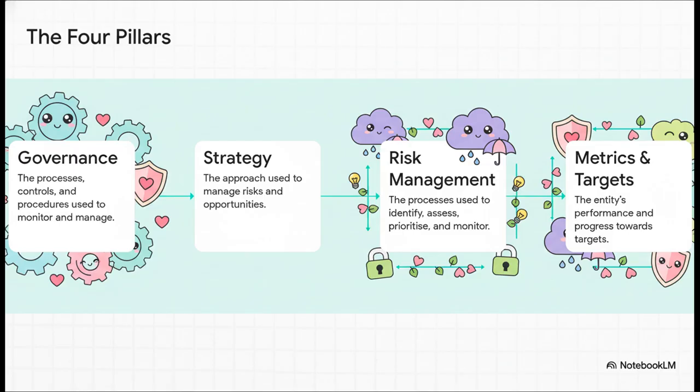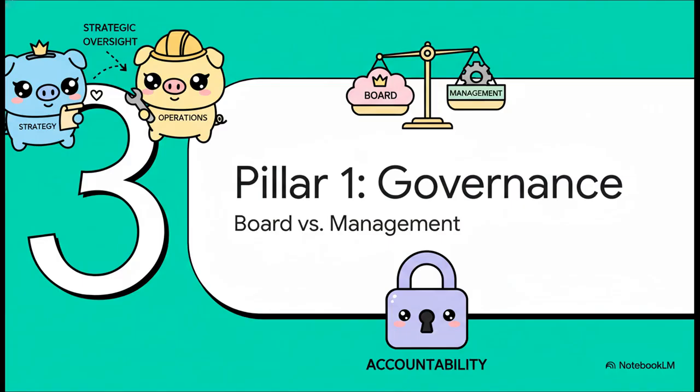For today, we're really going to focus on those foundational first and third pillars, governance and risk management. These are absolutely essential because they establish the who and the how of your entire sustainability oversight process. All right, time for our first deep dive, governance. This is all about getting super clear on who does what.